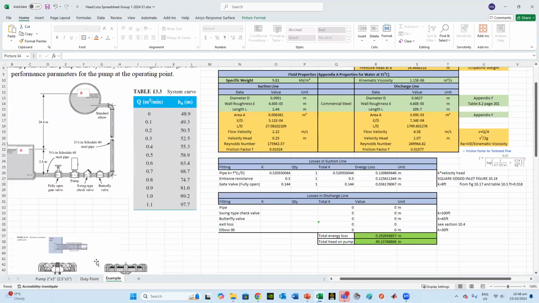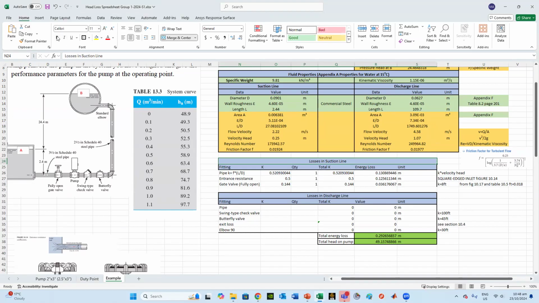So again, to go back, we have done all the information from the reservoir to the inlet of the pump. We call this losses in suction line. Now, losses in discharge line: we will start from the pump until we go to the reservoir. So we have the friction through the pipe.